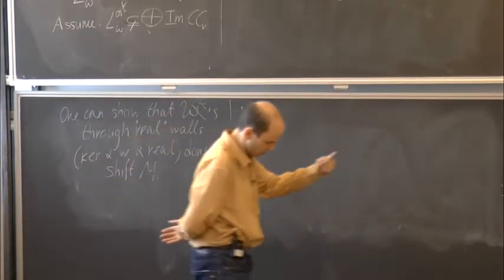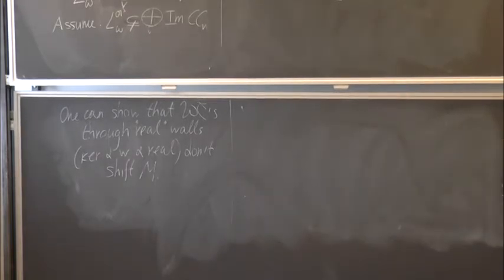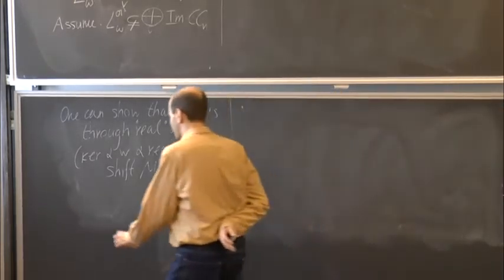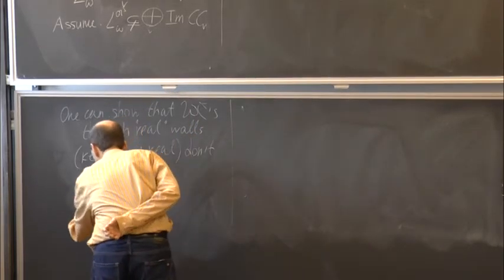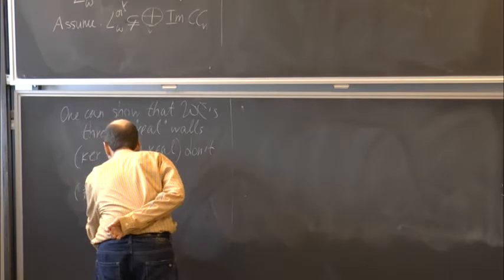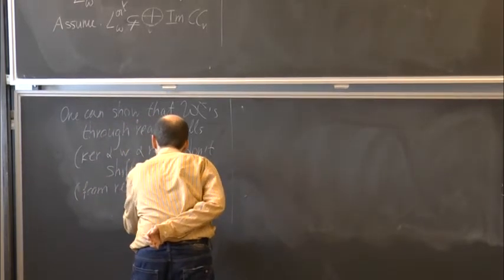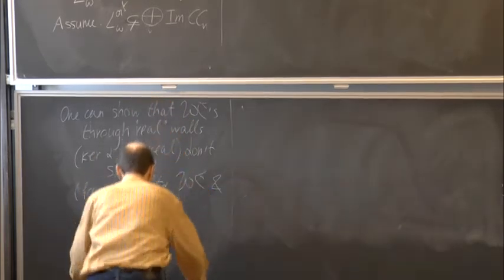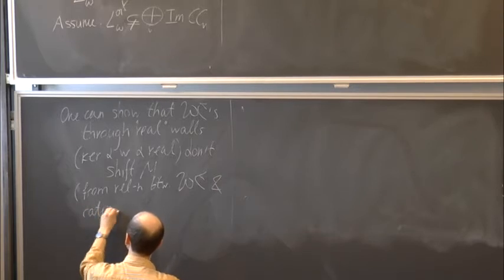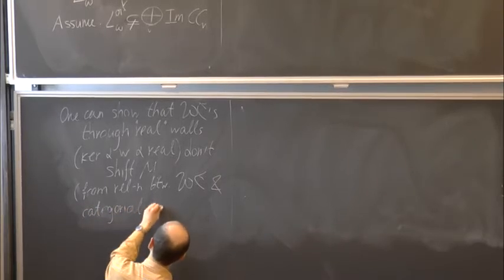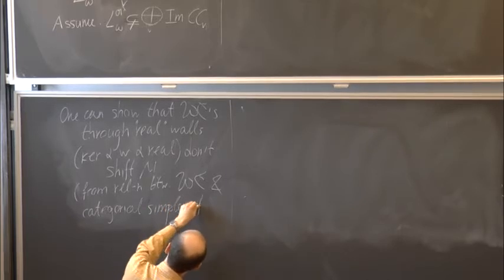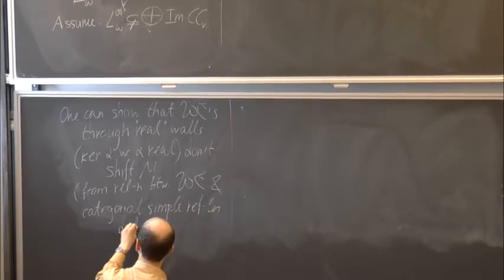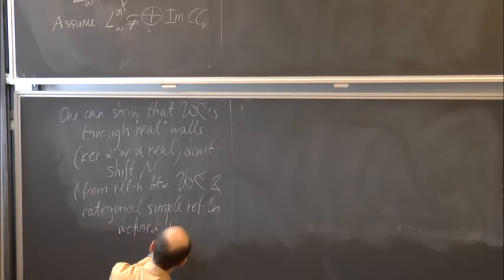Or more precisely, you start applying these wall-crossing functions to M, and you always have something in the zero homology. And I would just want to say a sentence how this is proved. This is proved from a relation between this wall-crossing function and categorical simple reflection, defined by functors E alpha and F alpha.